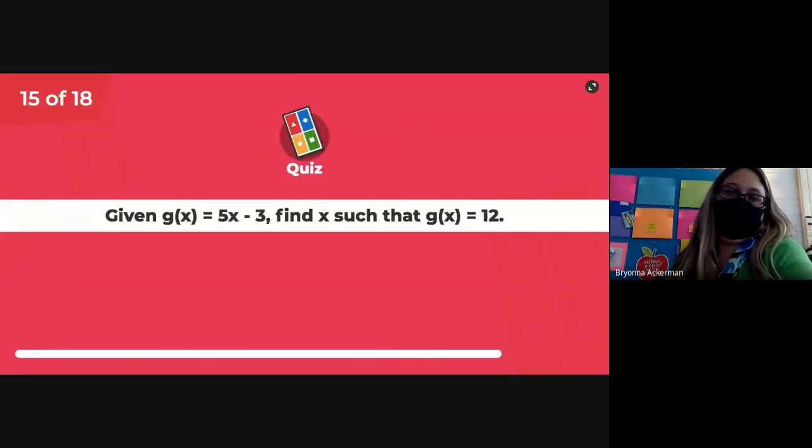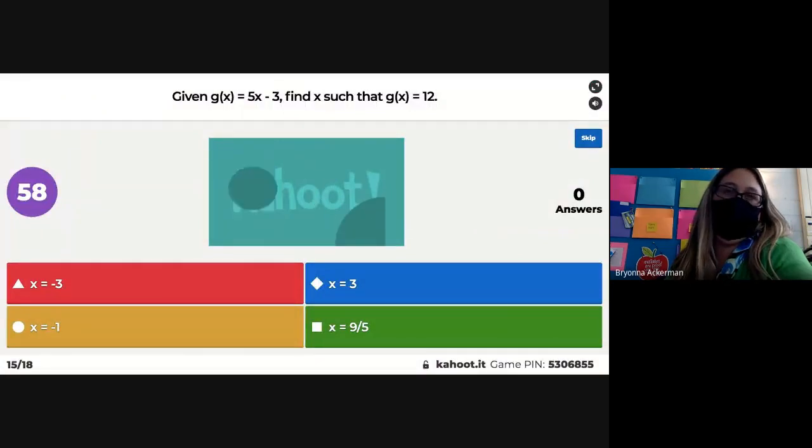All right, g of x is minus 3. Find x if g of x is equal to 12. The output is 12.